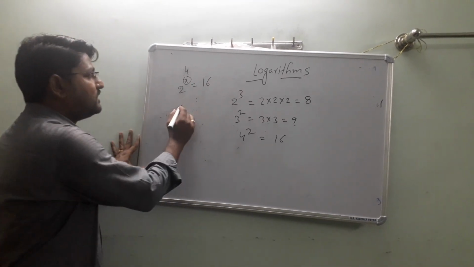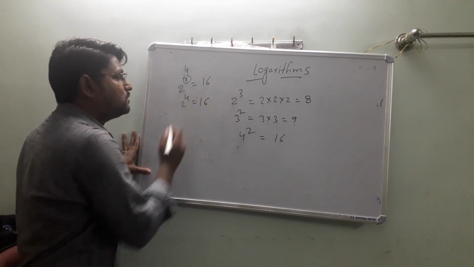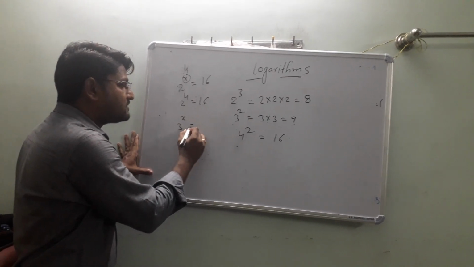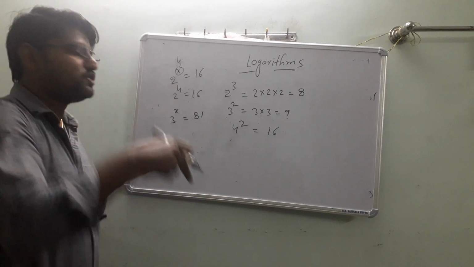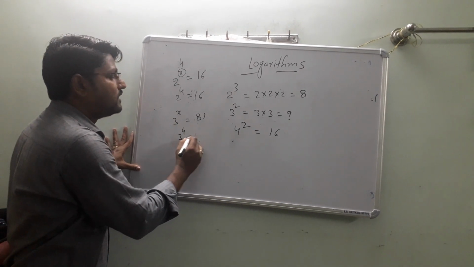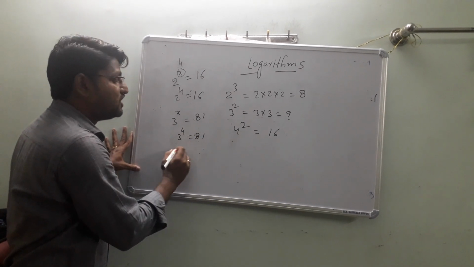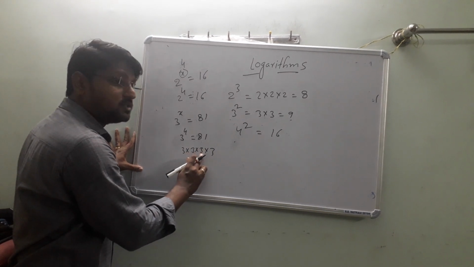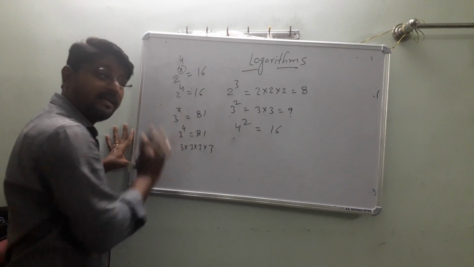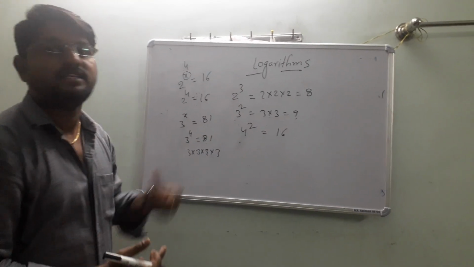So students can easily calculate that 2 power 4 is equal to 16. And 3 power x is equal to 81. What is the value of x? Substituting in the x place, I am writing 4. How much is 3 power 4? 3 is repeated 4 times. 3 3s are 9, 9 3s are 27, 27 3s are 81. So we can easily calculate this type of problem.